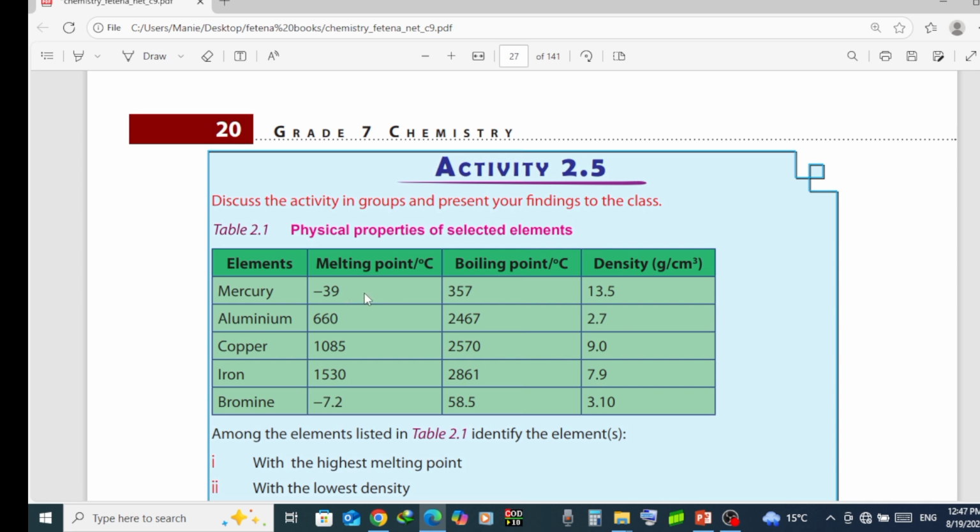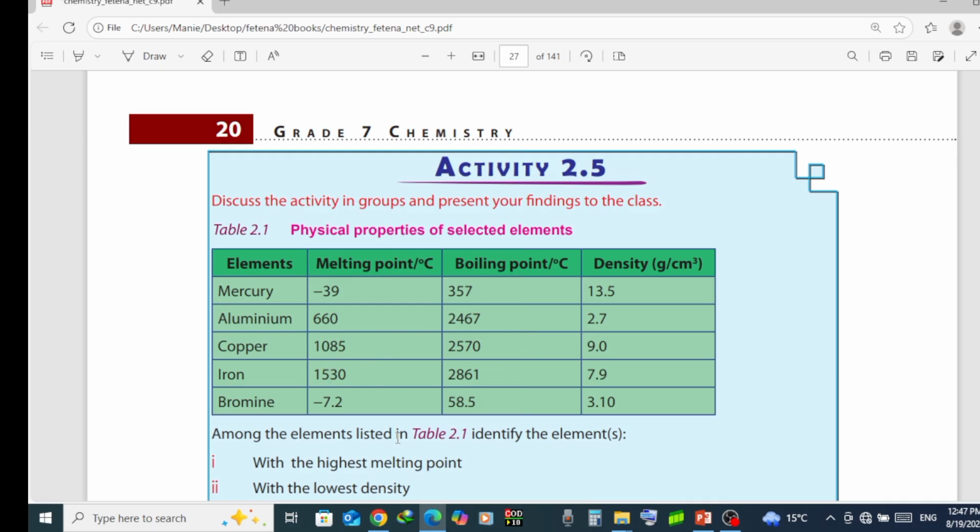Anyways, here we have these things: mercury, aluminum, copper, iron, and bromine. These are the elements. These are their respective melting points, these are their boiling points, and these are their densities. Based on this information, we are expected to answer the following questions.